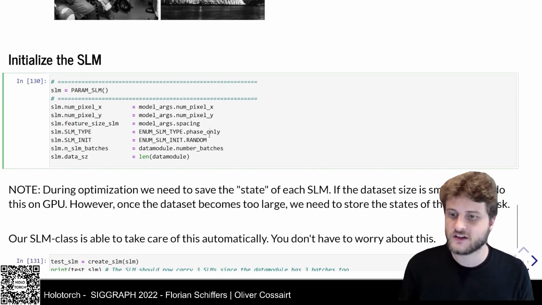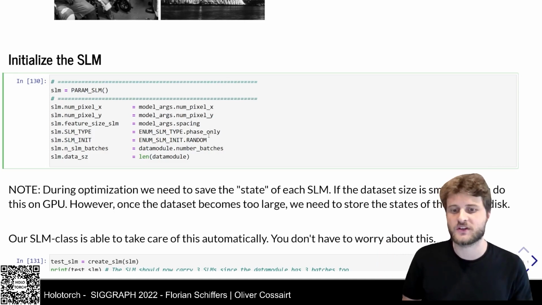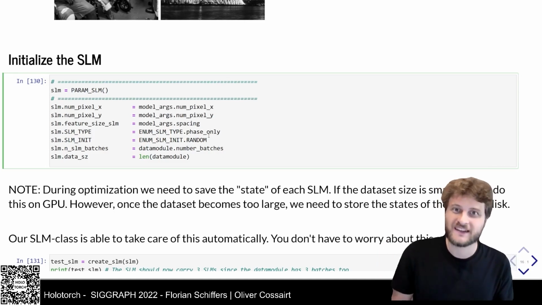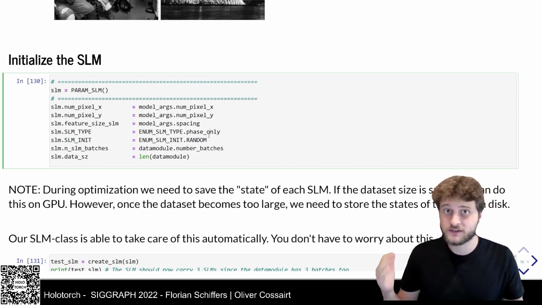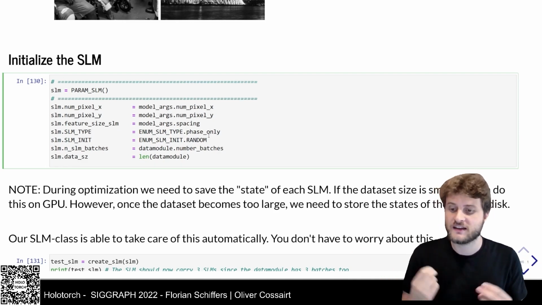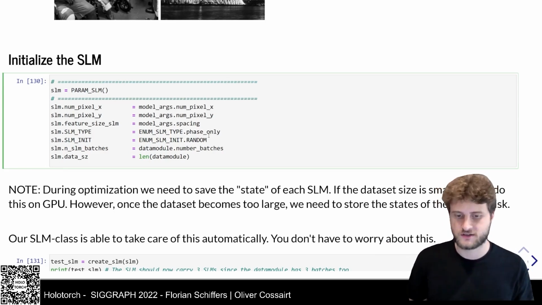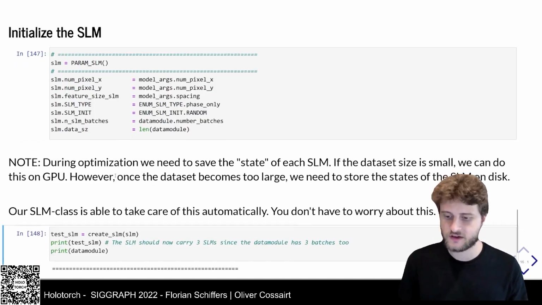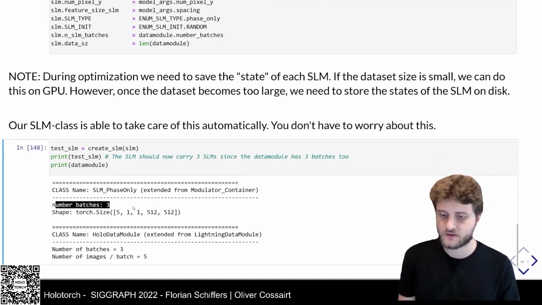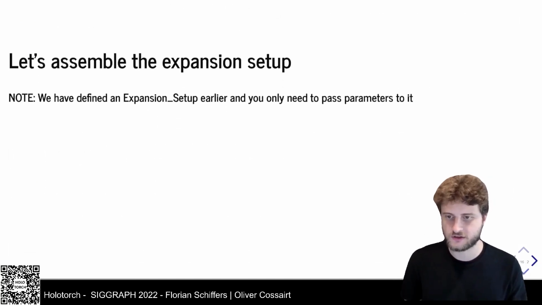Next, we have to initialize the structured light modulator. The SLM is a bit more complicated because we have to dynamically save and load the phase patterns during optimization. But if you have like 1,000 or 2,000 different phase patterns, you cannot store this in the GPU anymore. So we have to fetch this dynamically from RAM or from hard disk. But that's all done under the hood in this SLM class. And you can see when you create this that we indeed have 3 batches with 5 images per batch each. It matches the Holo data module.